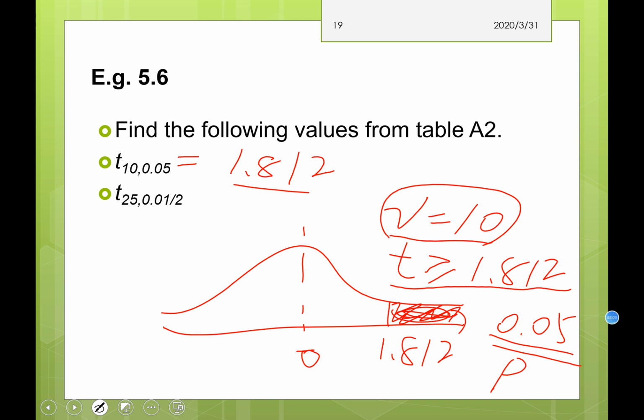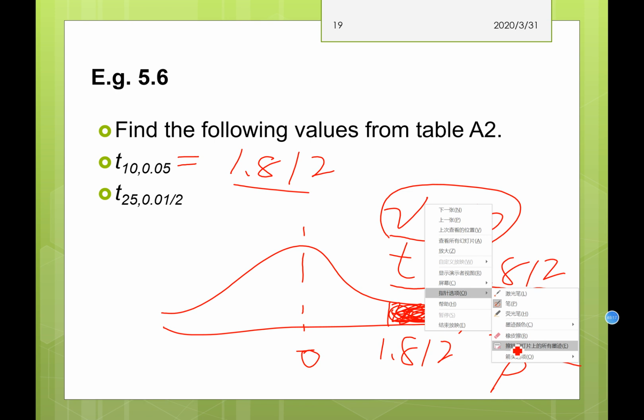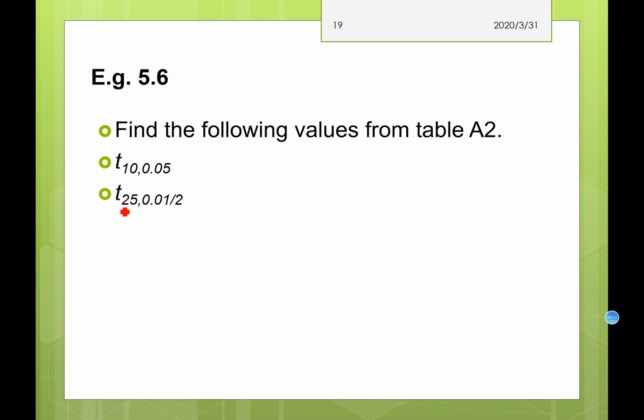But we find that this is only the right side, without the left side. So we call it one-sided. And how about two-sided? Let's try another number. This time, let's try this one, 0.01 with half. So let's go back to the textbook.